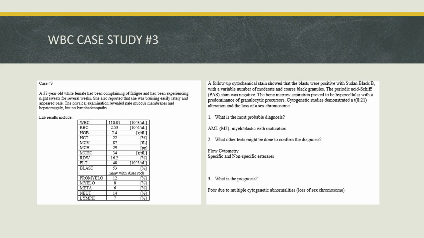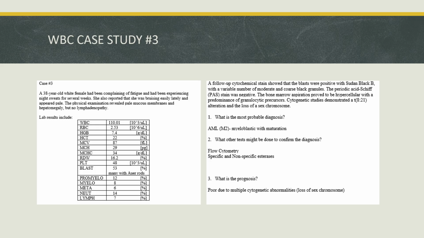A follow-up cytochemical stain showed that the blasts were positive for Sudan black B, with a variable number of moderate and coarse black granules. That's what we would see in a positive Sudan black. We would see those black granules present in the cells. A periodic acid-Schiff, PAS, stain was negative. So that tells us that we're dealing with a granulocyte group. We're not going to be looking at monocytes and monocytic involvement in this. So this is going to be granulocytic.